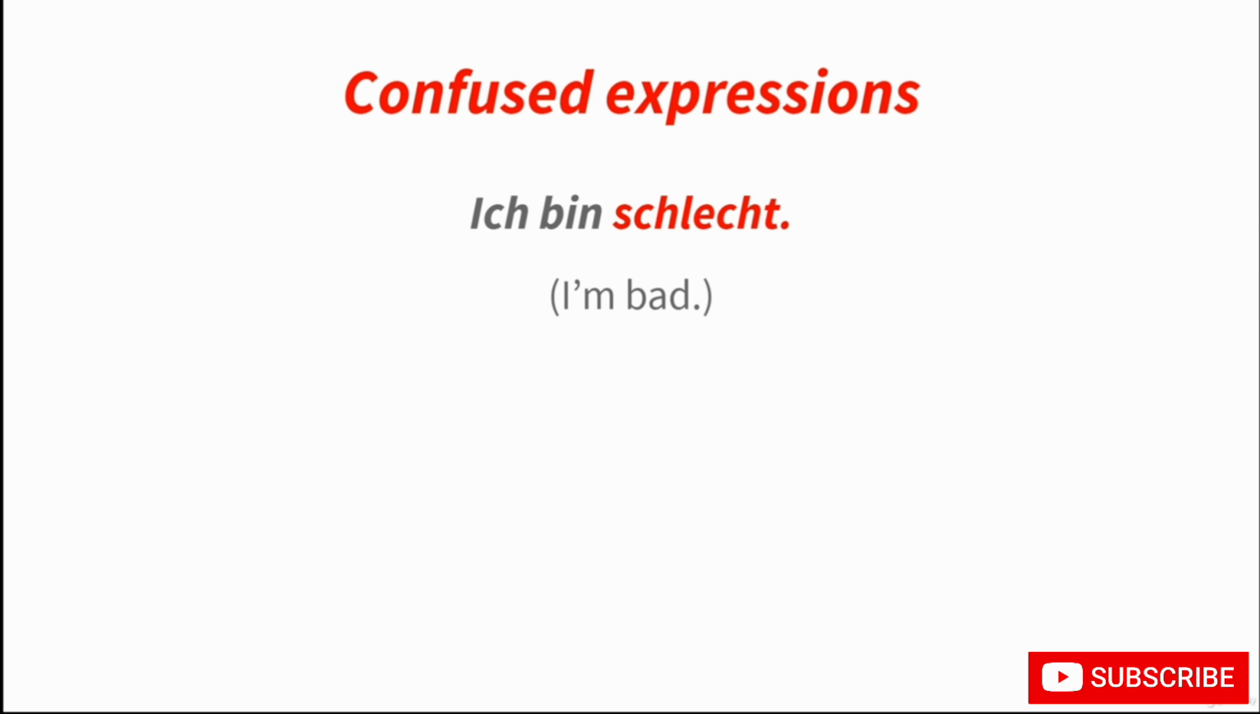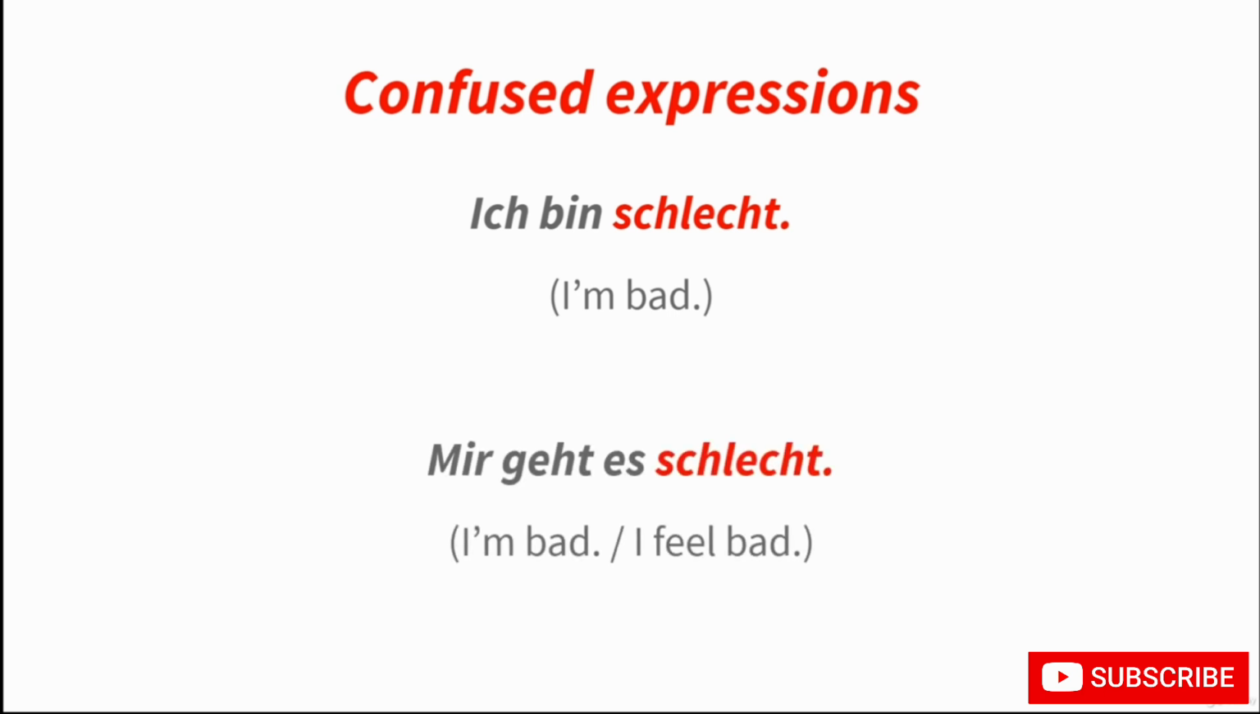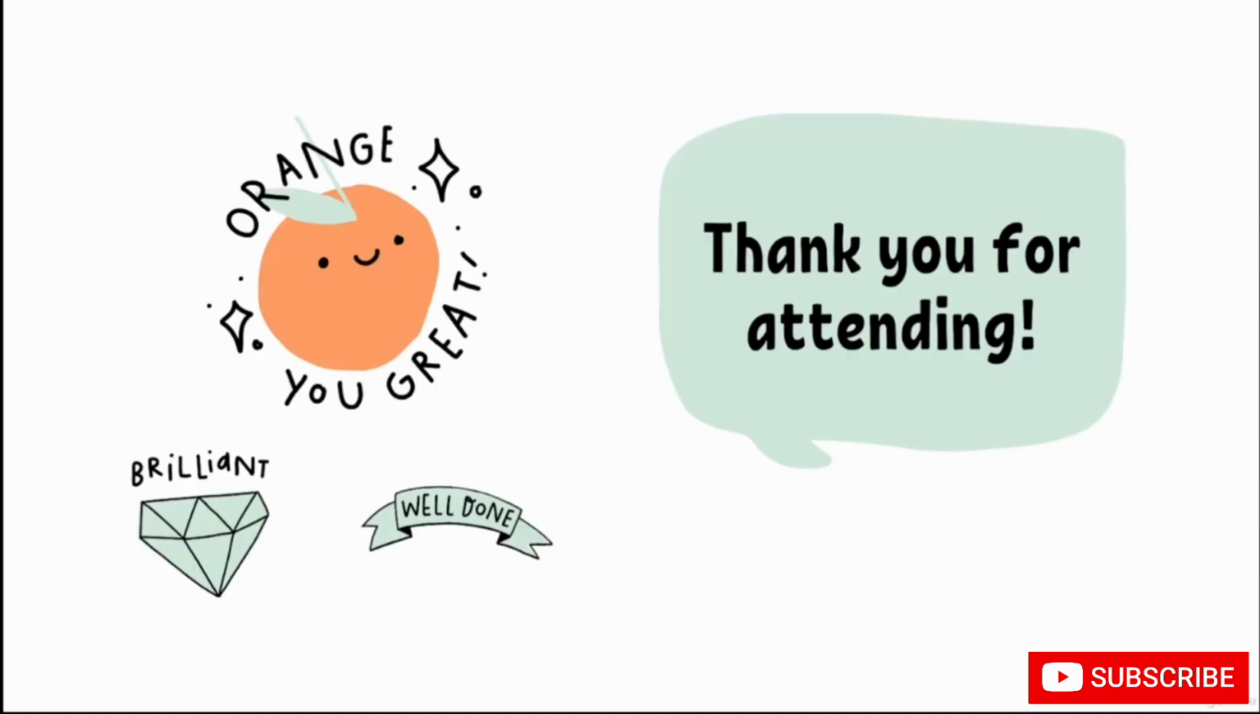When I say ich bin schlecht, it means I'm bad, but I'm bad at something. For example, dancing, for example, reading, or something else. To say I feel myself bad, mir geht es schlecht must be used. It means I'm bad, but I feel bad. That's the main difference. In this lesson, we have learned the commonly confused sentences to express feelings.